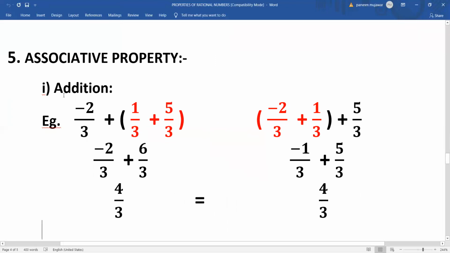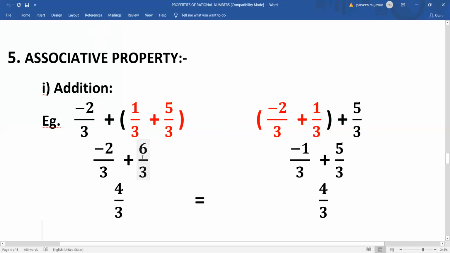Now we'll check with addition. First example, minus 2 upon 3 plus 1 upon 3 plus 5 upon 3. Now check, I have highlighted in red, 1 upon 3 plus 5 upon 3 are in the bracket. Now go to the right hand side. Now which rational numbers are in the bracket? Minus 2 upon 3 plus 1 upon 3 is in the bracket. I have changed the bracket. First on the left hand side, it was for the last two rational numbers. And for this it is for the first two rational numbers. And plus 5 upon 3 is outside the bracket.